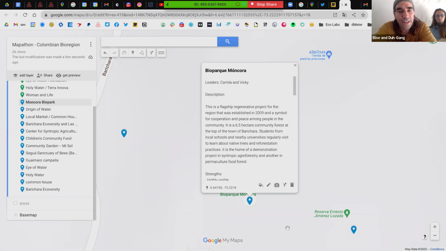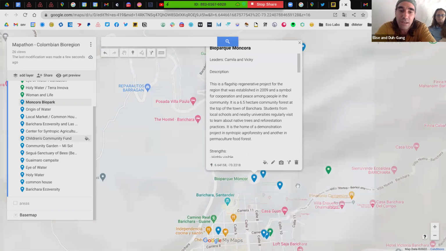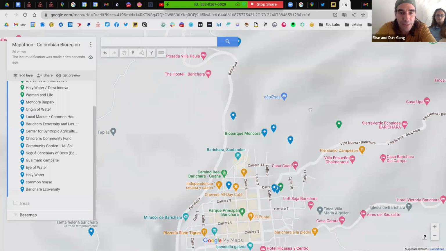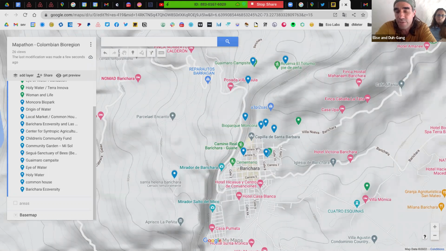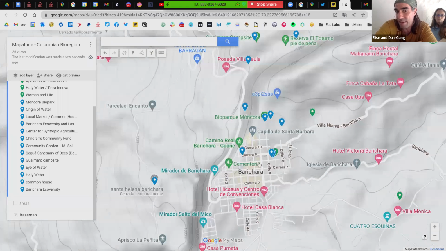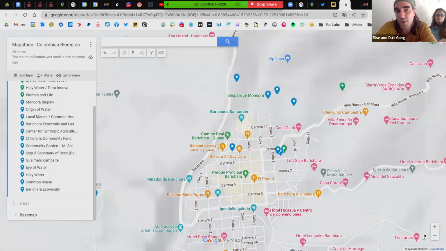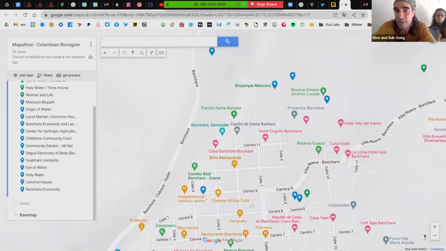Right. Seb, could you just zoom out a little bit so we can see where the Bioparque is in relation to the town? This is a really important part of the Bioparque, that it is right at the top of the town of Barichara. From where I live, which is right in the middle of town, I can walk to the Bioparque in less than 10 minutes. And it takes me that long because it's steep uphill. But it's only maybe 200 or 300 meters, a quarter of a mile, from my house to the Bioparque.